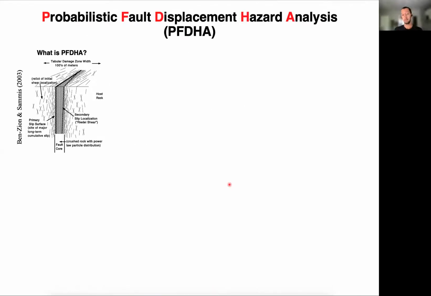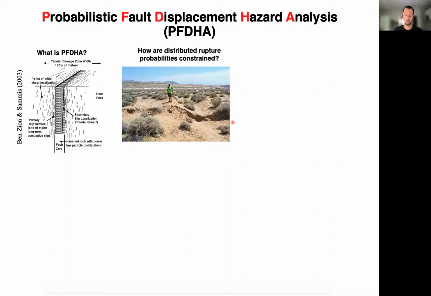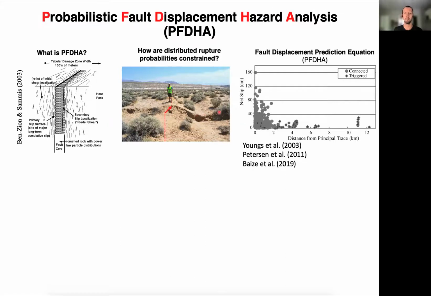And so, okay, what is PFHA? It's basically a probabilistic approach to characterize the annual rate you expect to exceed some amount of displacement at a given location. The way it works is you typically measure offsets and displacement across a fault rupture in the field, and you compile all of those observations for different earthquakes, and you try and understand how the displacement attenuates either along a rupture or across a rupture.